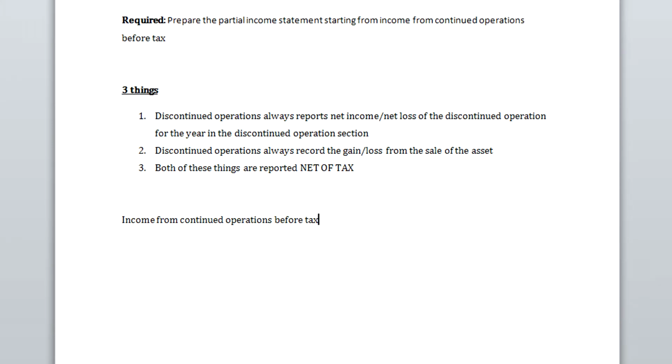Okay? So usually after this right here is where you would record your income tax. And then after that is where your income from continued operations would be. This is where having knowledge of the layout of the income statement comes into play. Okay, so this is generally how the layout of the statement is. But of course, we don't know this.